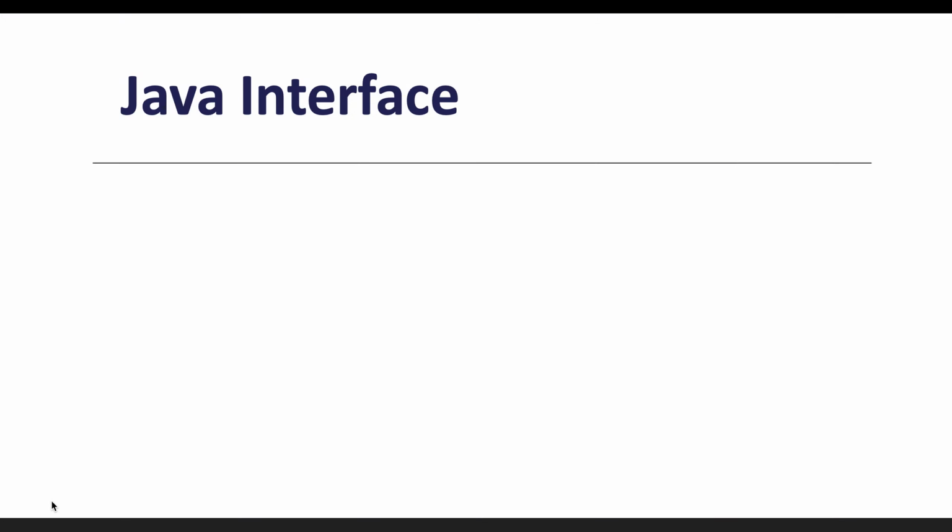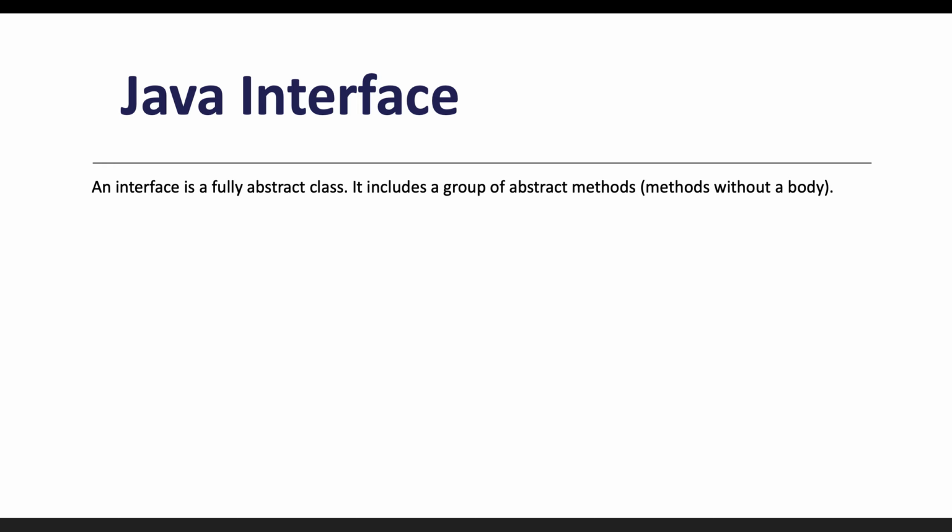So first of all, what is an interface? An interface is actually a fully abstract class. We have already seen what an abstract class is in our previous video. An abstract class can contain abstract methods and non-abstract methods. But in case of an interface, it can contain only a group of abstract methods, meaning methods without a body.